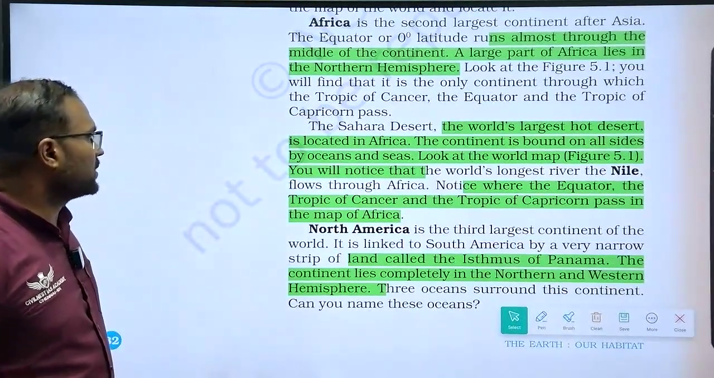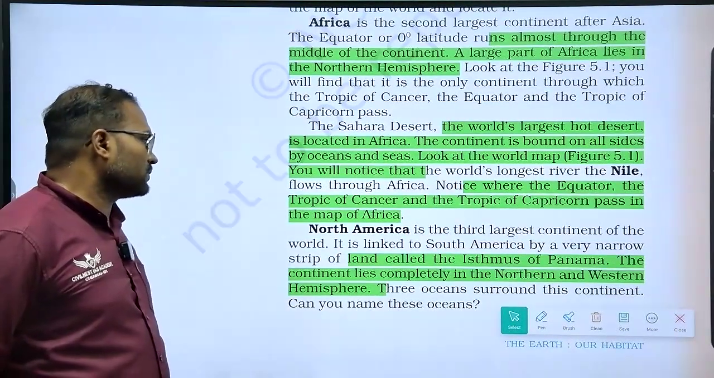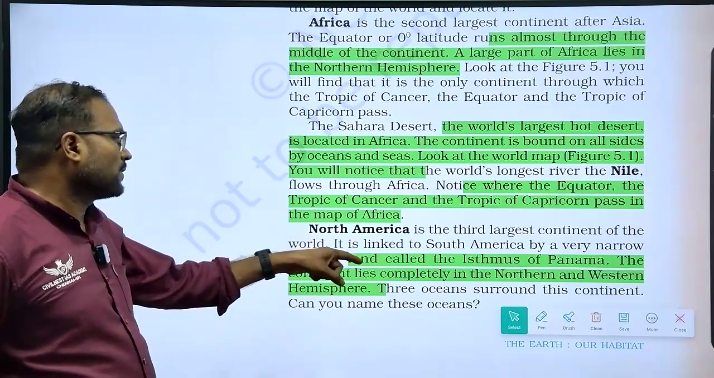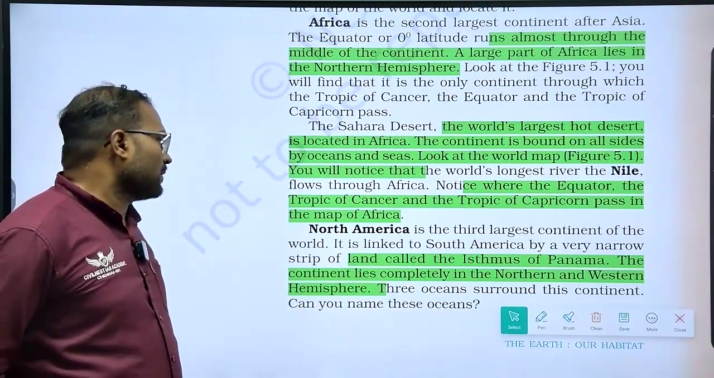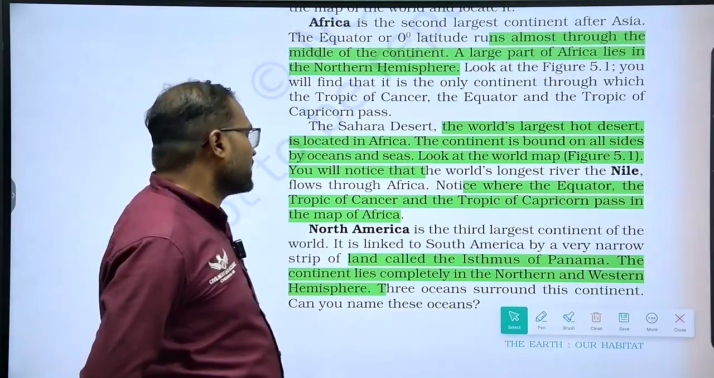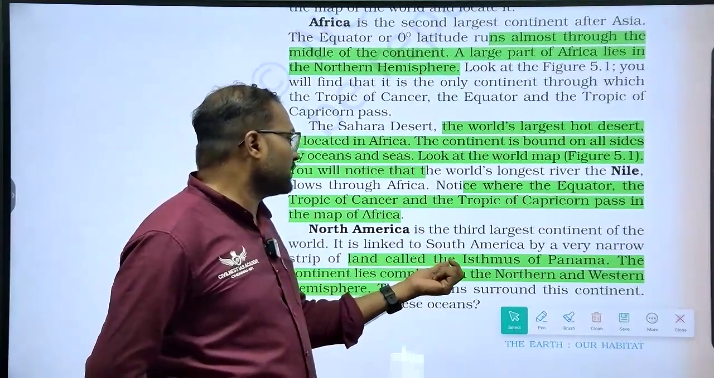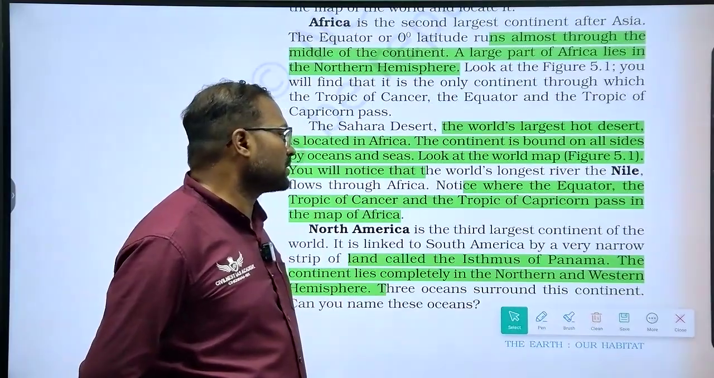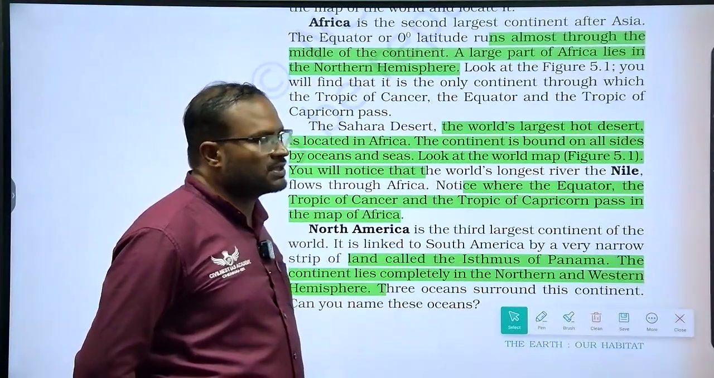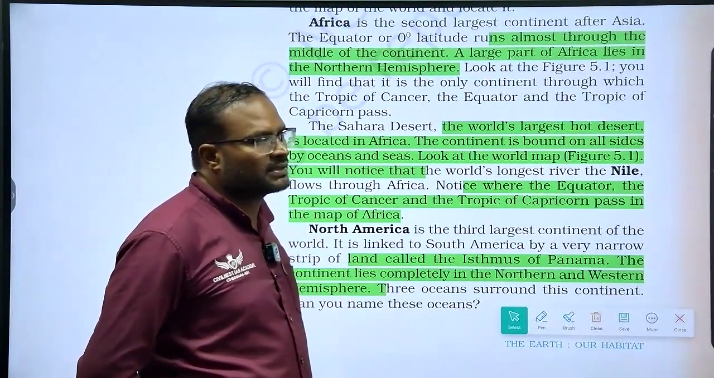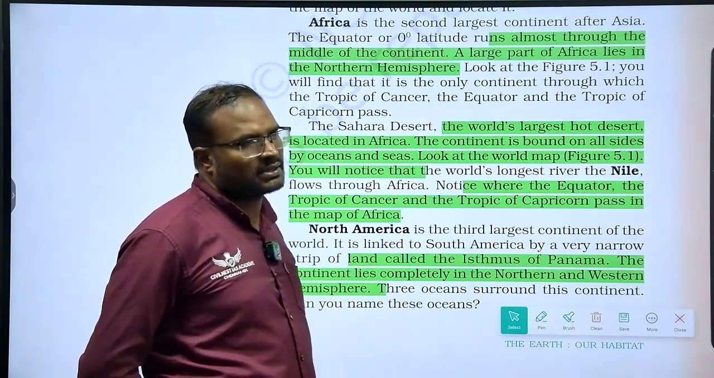North America is the third largest continent of the world. The North America and the southern part of America are connected by the Isthmus of Panama. It is called the Panama Isthmus. Remember, an isthmus is nothing but the landform that connects two landmasses. That is called an isthmus.